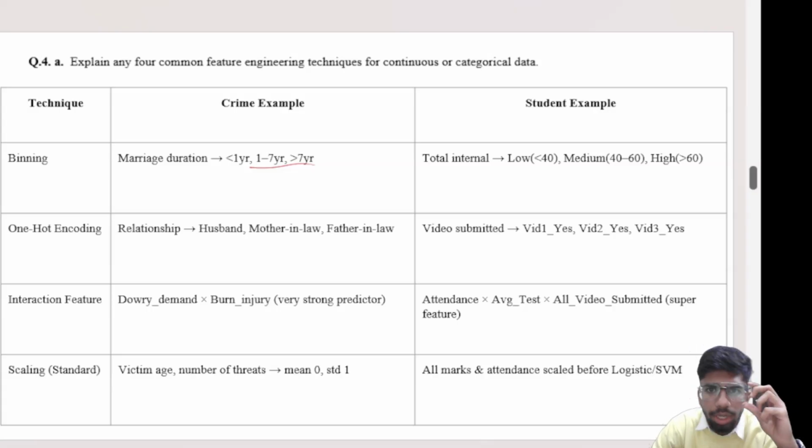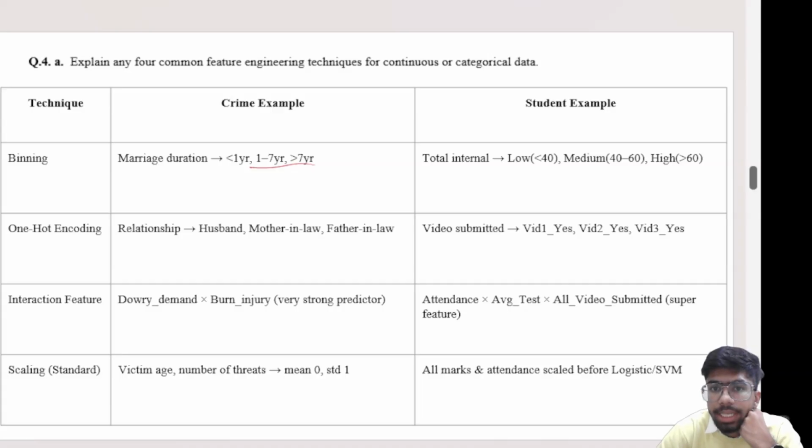So second is one-hot encoding. This technique converts categorical variables into binary columns. In the crime example, you can see the relationship with accused field has categories like husband, mother-in-law, father-in-law. These categories cannot be used in algorithms directly, so one-hot encoding converts them into binary indicators like husband is 1 or 0, mother-in-law is 1 or 0, father-in-law is 0 or 1. This helps the model understand the category without assuming any numerical order.